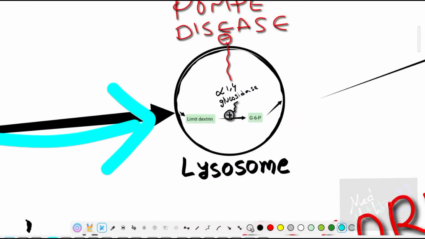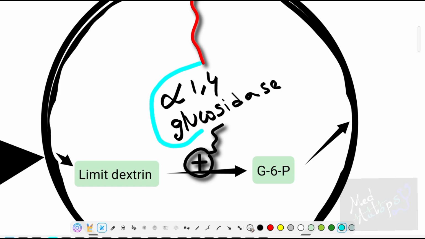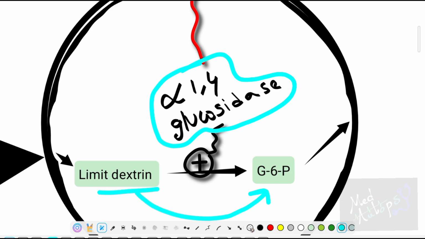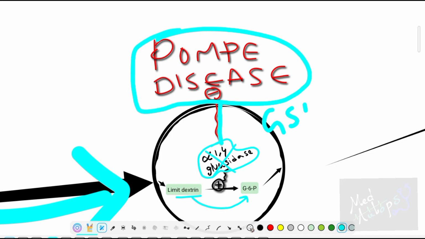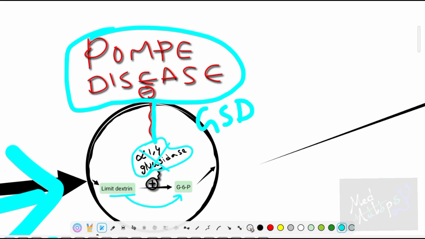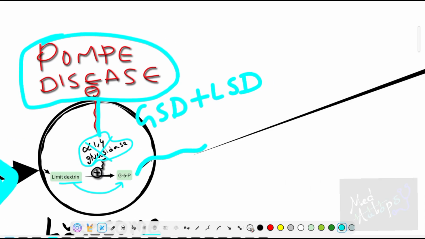So let's see what happens inside the lysosome. Once the limit dextrin is taken up by the lysosome, there is a special enzyme present within the lysosome, that is alpha 1,4 glycosidase. This alpha 1,4 glycosidase breaks down this limit dextrin into small molecules of glucose 6-phosphate, and this glucose 6-phosphate is released to the cytoplasm. Deficiency of this enzyme within the lysosome leads to Pompe's disease, another glycogen storage disease. Hence, since it is a problem in the lysosome, we can also call it a lysosomal storage disease.